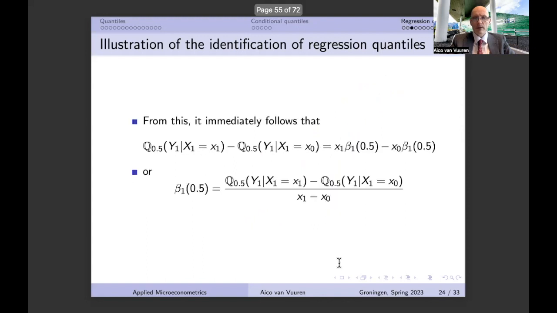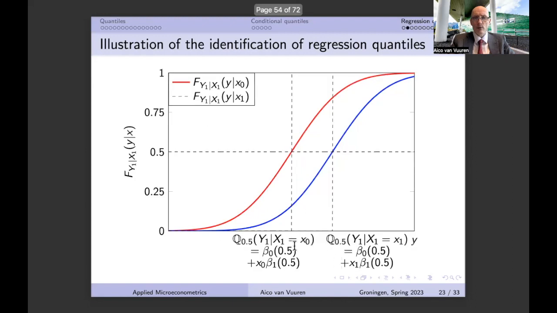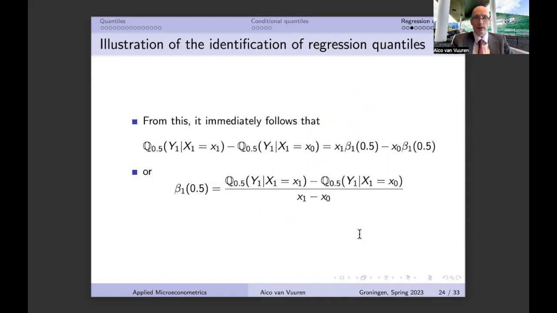So the only thing that we need to do is subtract these two equations from each other. If we do that, we get this restriction over here, and from that it's not that difficult to find out that beta 1 evaluated at a half is nothing else than the difference in terms of the quantiles divided by x1 minus x0.